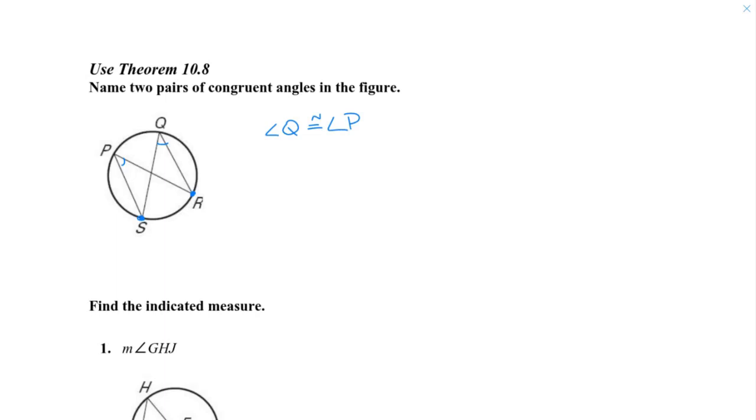And then if I look at the other side, I see angle S is intercepting my circle at P and Q. I see that R is also intercepting my circle at P and Q. So I know that those angles must be congruent.